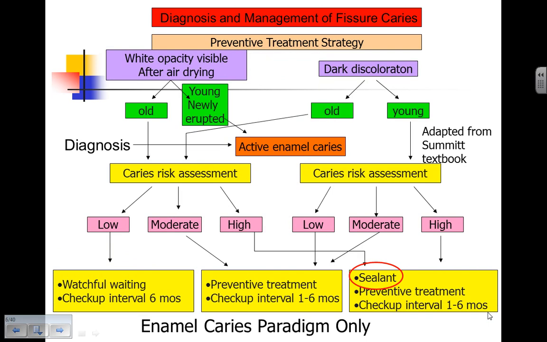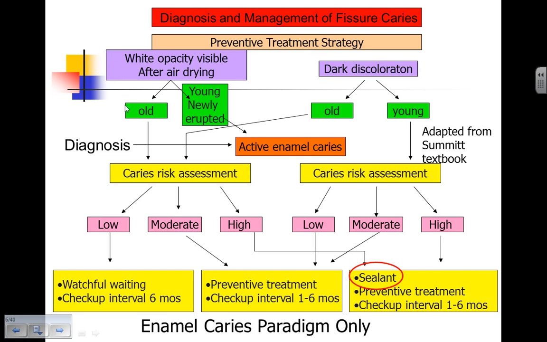What about when we see discolorations, opacities, we see changes to the enamel surface from when the tooth first erupts in the oral cavity? Our preventive treatment strategy for the diagnosis and management of fissure caries becomes more complex, as you can see by this flow chart with all the arrows and all the different directions those arrows are going. Let's take a look at when we see a white opacity that's only visible after air drying. Is this a demineralization lesion? Is it occurring on the cusp ridges into the existing fissure?